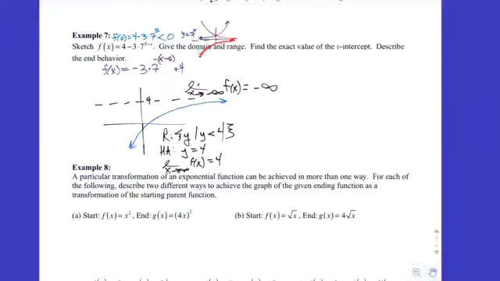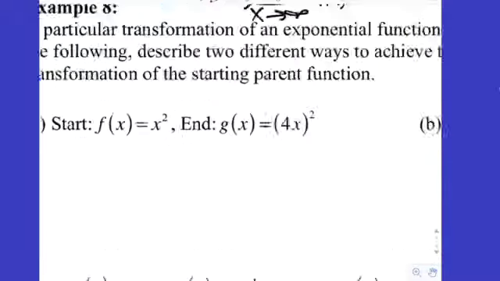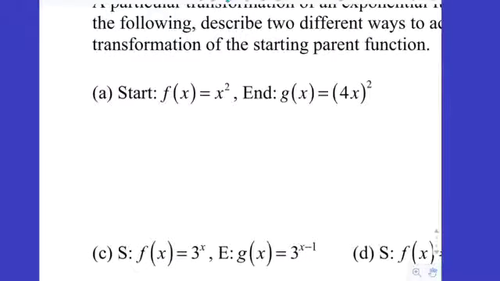All right, so we're on example 8. Example 8 is going to be somewhat a review because we've done questions like this before. So we actually warm up reviewing on part A and B, and then we go specifically to exponentials on C, D, and E. So what we're doing is we're taking a function, a parent function or a starting function, and we are going to convert it into g of x, in this case at the end.